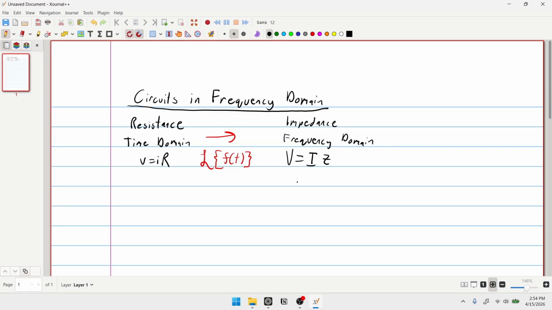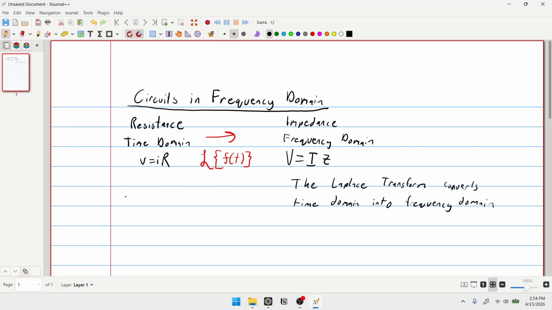So yeah, the Laplace transform converts time domain to frequency domain. So we're going to be using the Laplace transform to turn our components into the frequency domain, right?